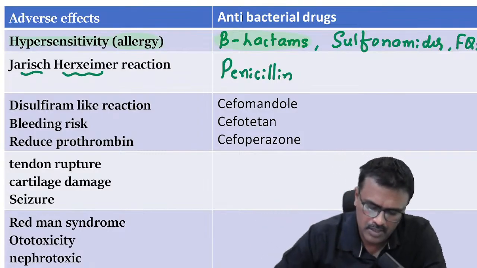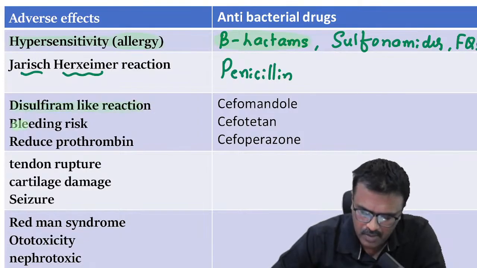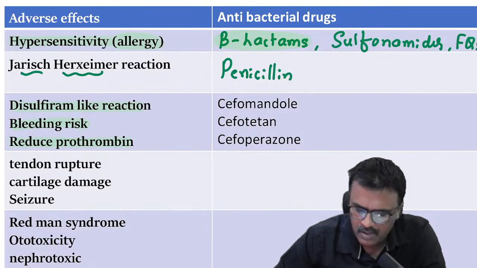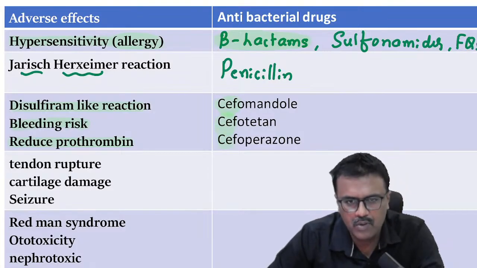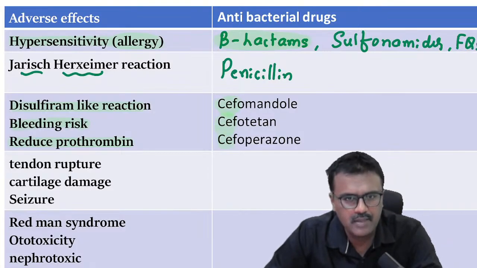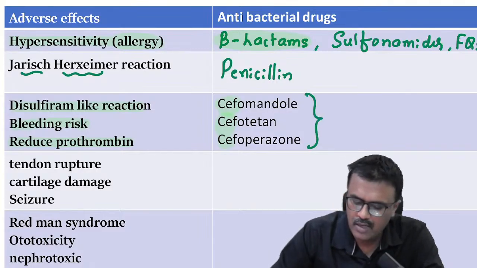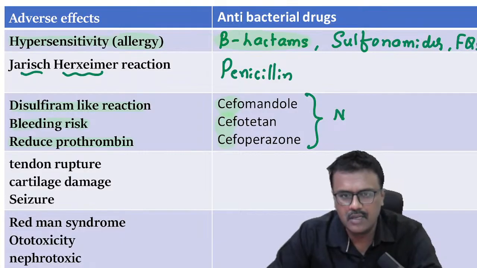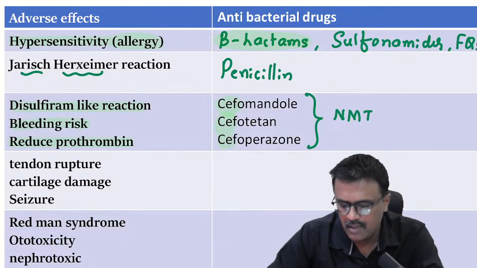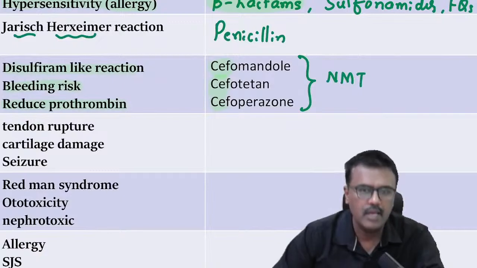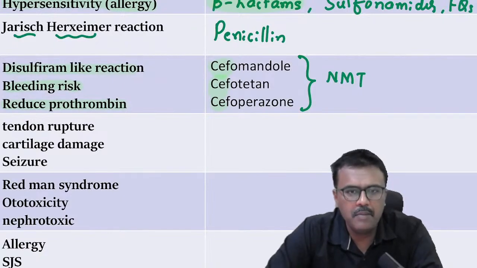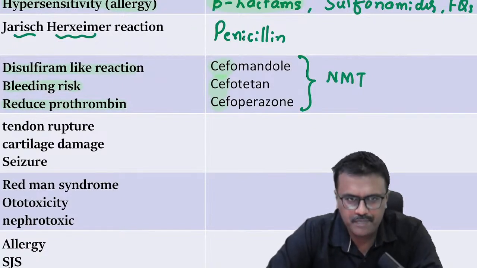Now, which drugs can cause disulfiram-like reaction, bleeding risk, and reduce prothrombin? The names are all cephalosporins. Cefamandole, cefotetan, cefoperazone. Why only these three? Because they contain a structure that is called N-methyl thiotetrazole. They contain NMTT, N-methyl thiotetrazole.